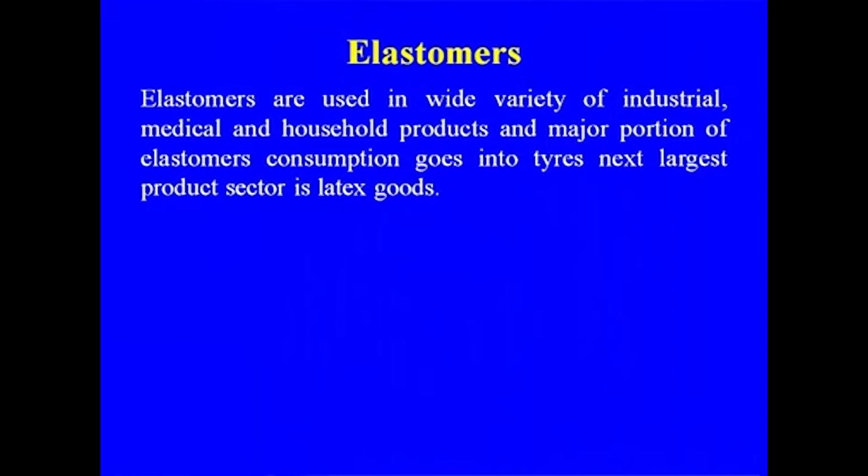This lecture 4 will be all about elastomers: styrene butadiene rubber, polybutadiene, nitrile rubber, and some of the other specialized rubbers which I discuss here. Elastomers are used in a variety of industrial, medical and household products, and a major portion of elastomer consumption goes into tires. The next largest product sector is latex.